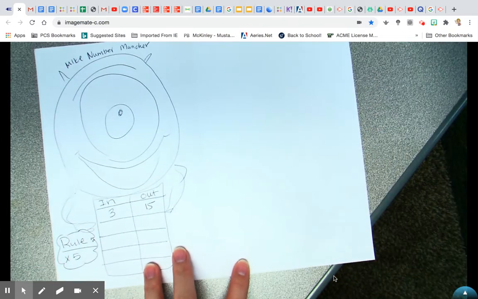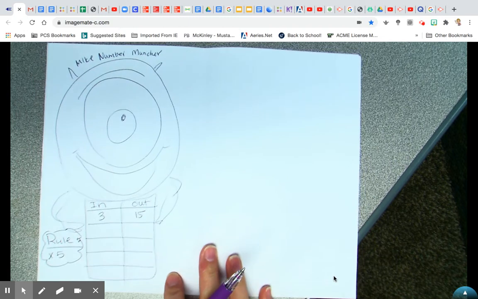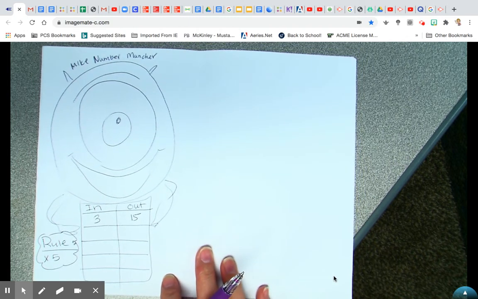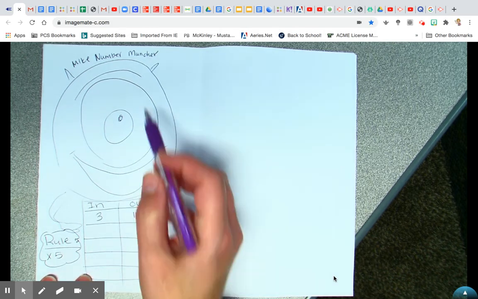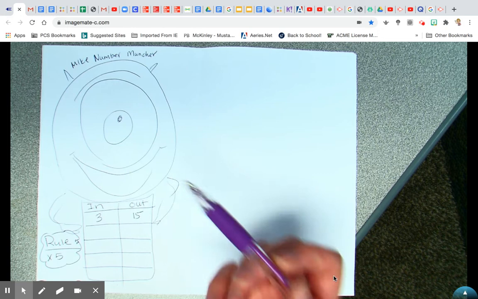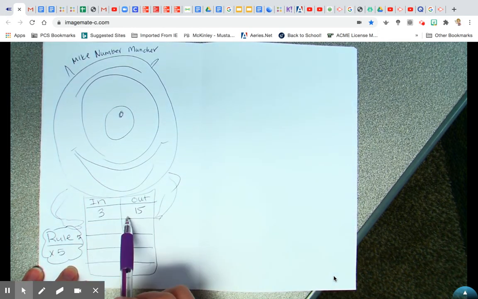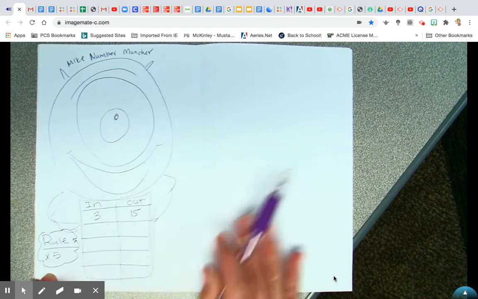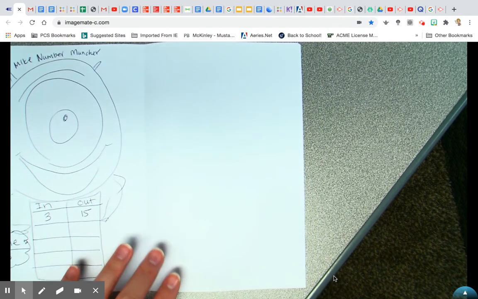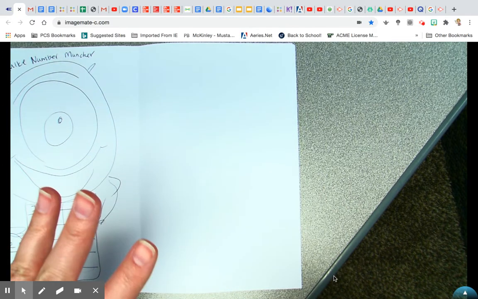All right, so your monster machines. So we talked about these. I want you to name your monster machines too. So I named mine Mike's Number Muncher. This is Mike Wazowski from Monsters Inc. I just drew him because he was really easy to draw. So here he is, and he's holding his input output chart, and his rule is times 5. Okay, so then you fill it in. Another one you could be as creative as you want to. It doesn't have to be a monster, and you need to create 3 of them.